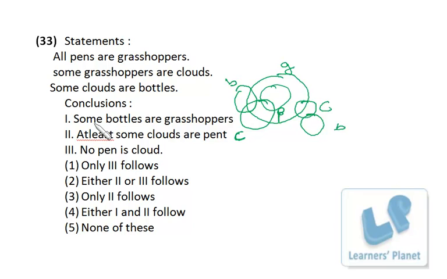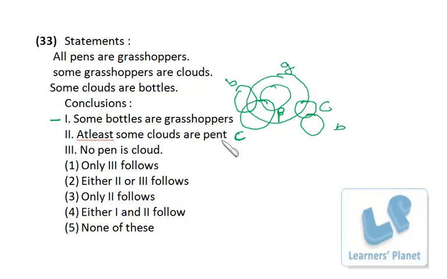We read the first conclusion. Some bottles are grasshoppers. So we can see in this case bottles and grasshoppers, there is no intersection. In this case, there is an intersection. So either this or this, right? That means some bottles are grasshoppers is just a possibility. It's not surety. We are not sure about it, right? Because we can see there is no intersection in this case, bottles and grasshoppers, right? So we are not sure about it.